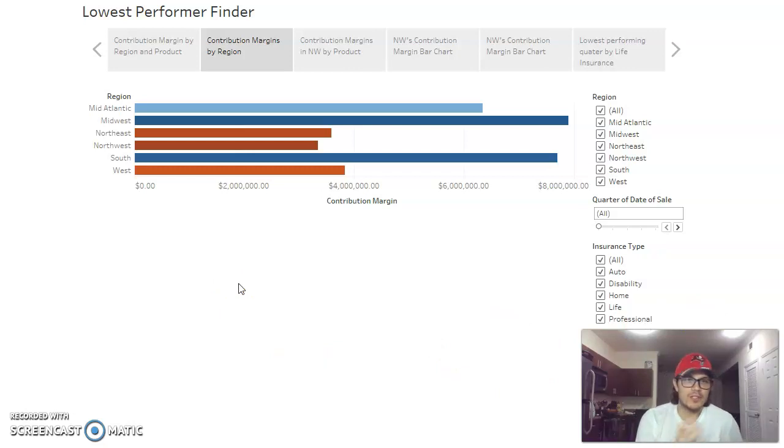Here we're just going to confirm which region is performing the lowest with respect to contribution margin. Before, I made a guess just by looking at the trend in the graphs, but this is a way to solidify my findings.